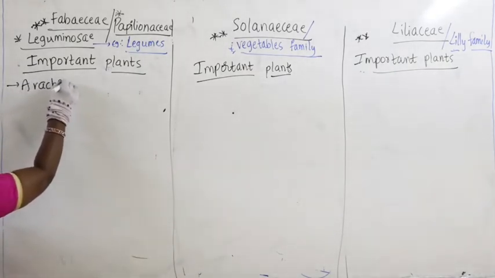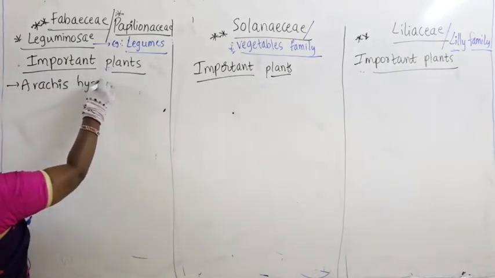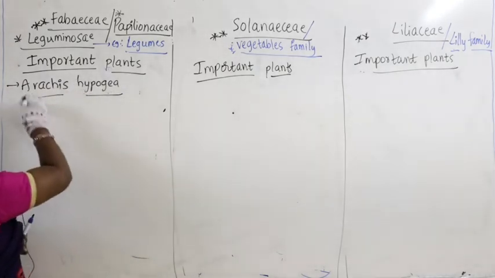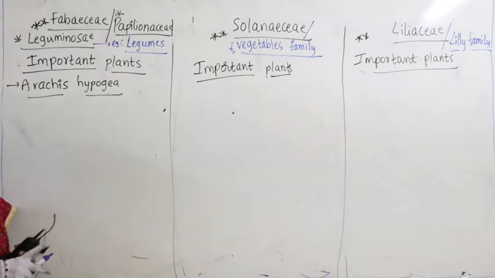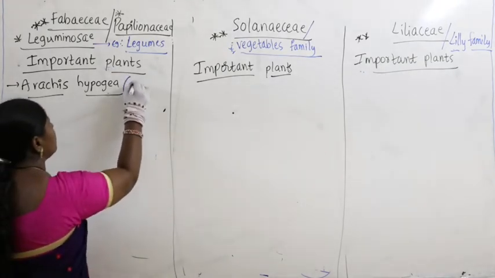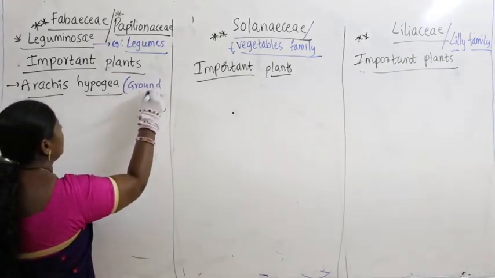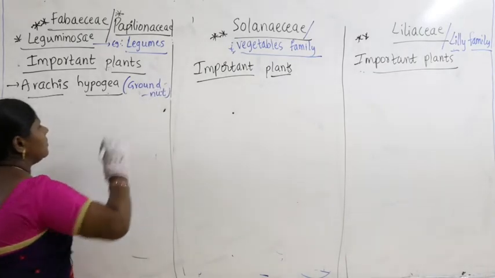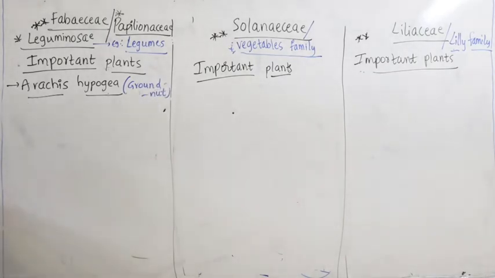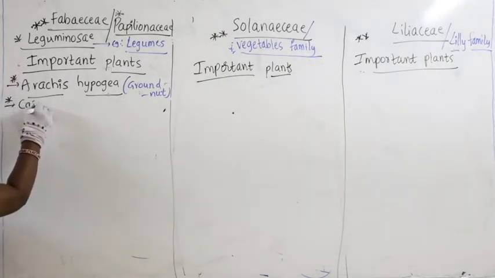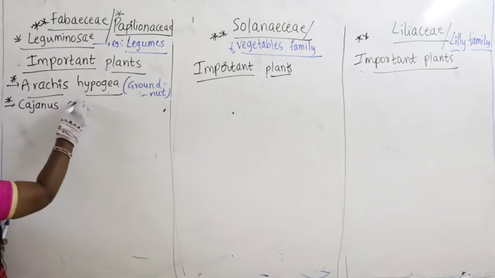Arachis hypogea. This is nothing but the scientific name. What is the common name for Arachis hypogea? Groundnut. The scientific name for groundnut is Arachis hypogea. Next is Cajanus cajan.